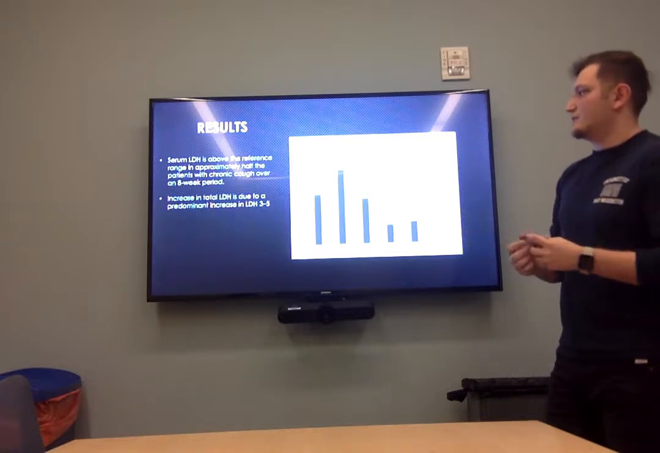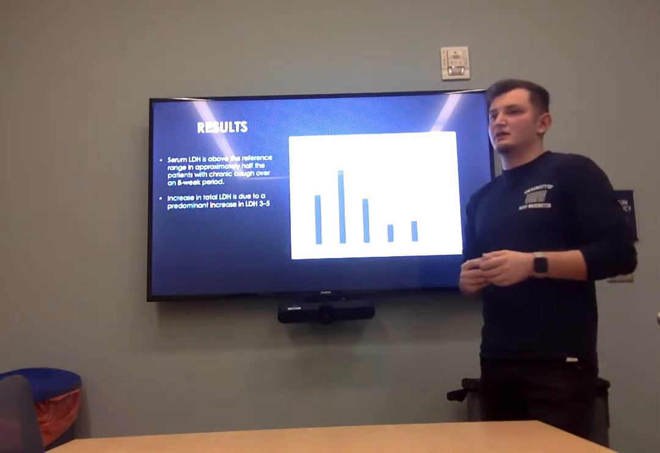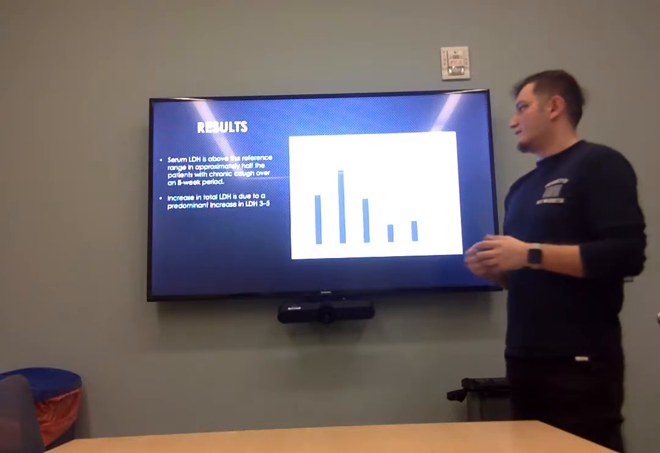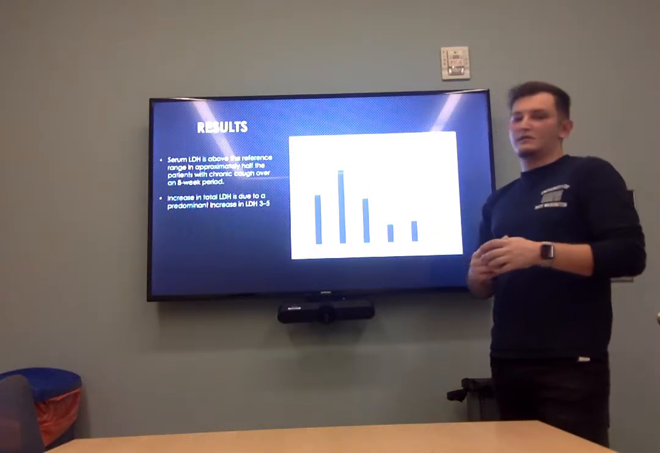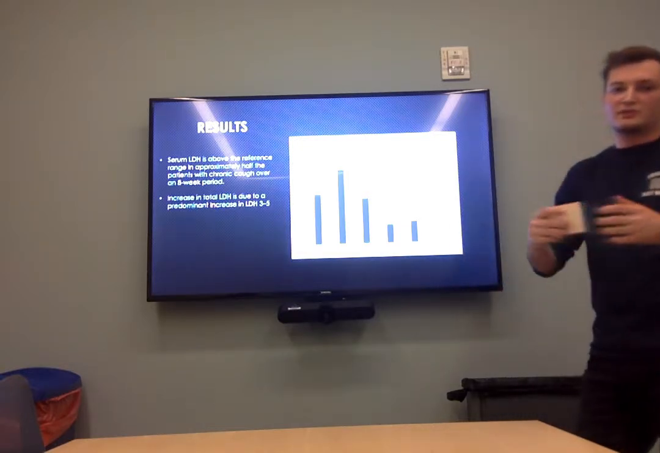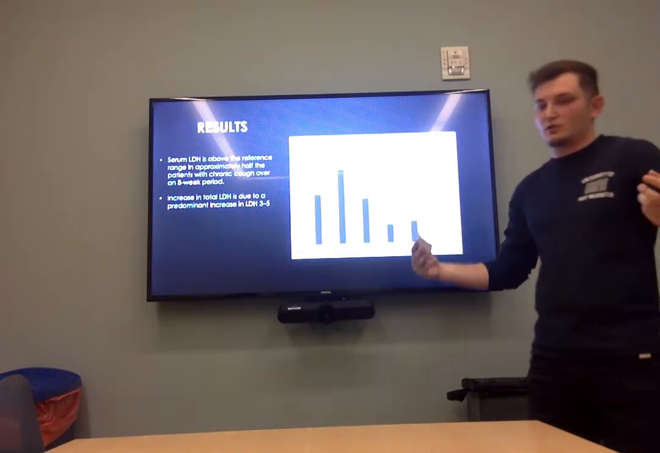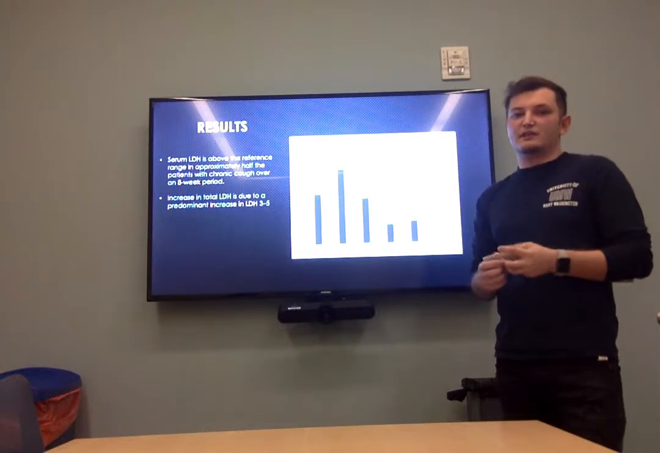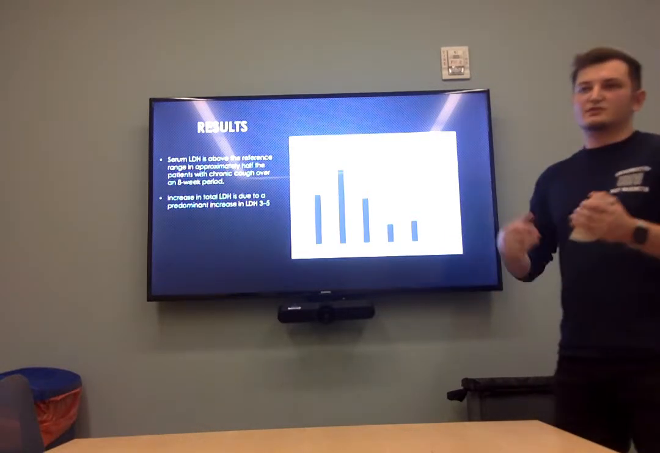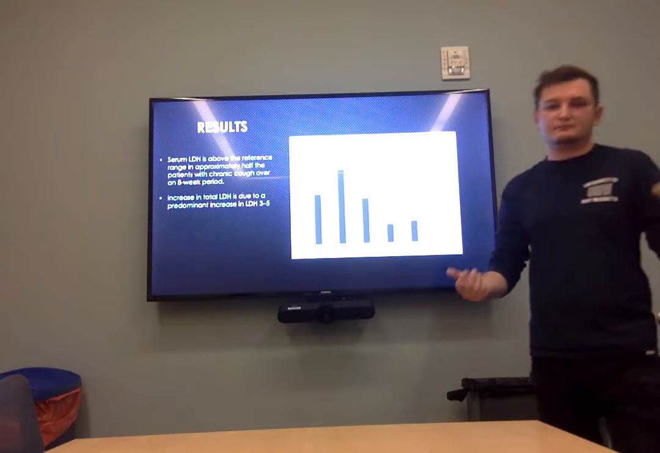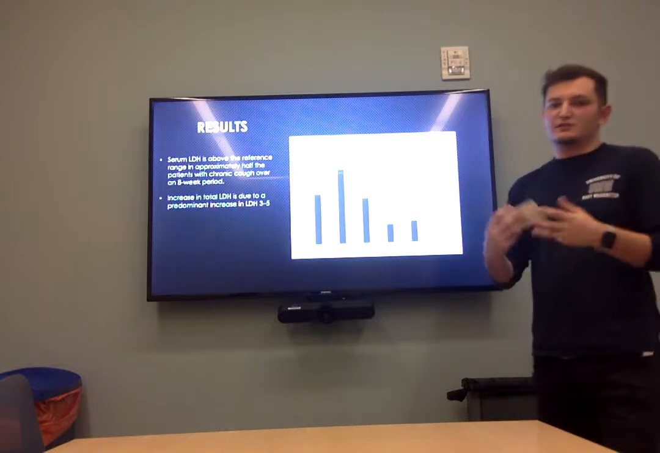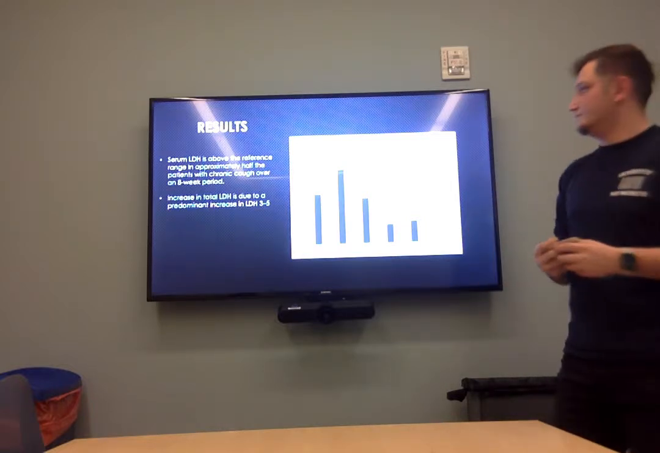Some of the results they found, starting off with the scores: they found that there was a correlation between the severity and the questionnaire scores. They found a p-value of less than 0.001, which means you could reject the null, and there's a significant value there.